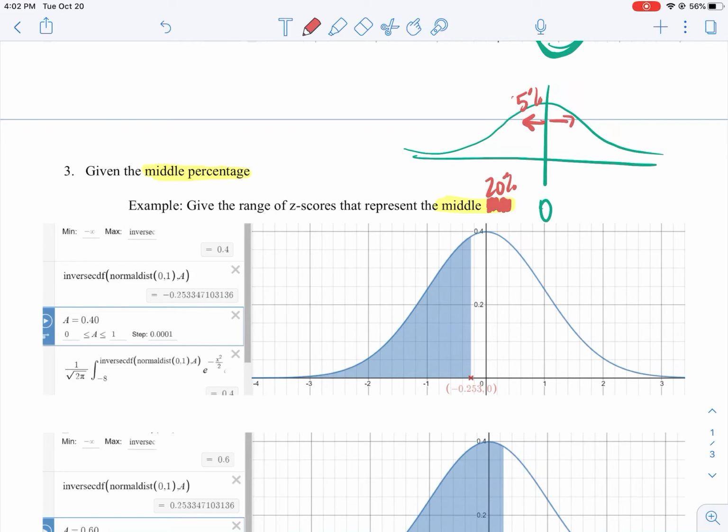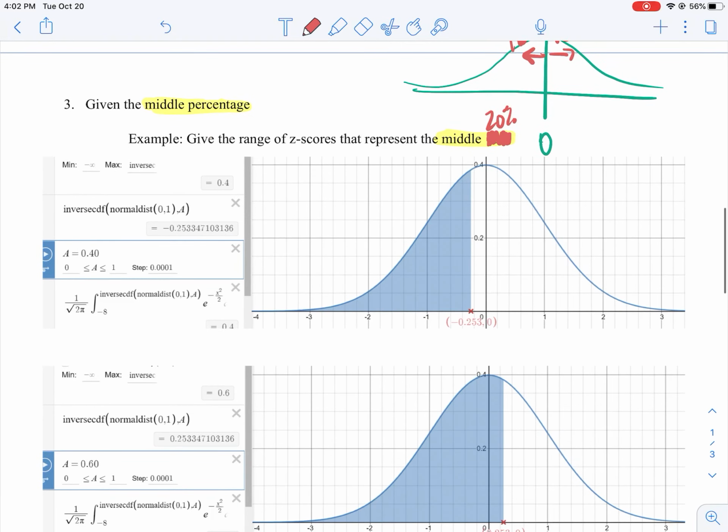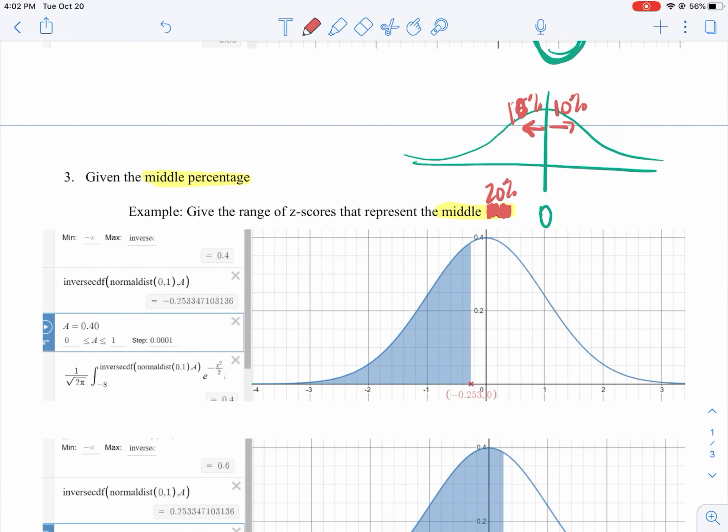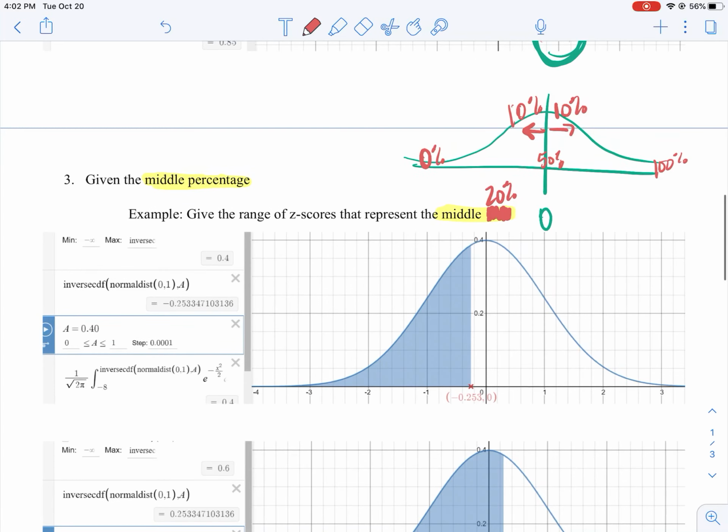So when we do this, it's 10% to the left and 10% to the right. When you do that, you can then see each of these z-scores. What I did was start at, because remember with area, this is 0%, this is 50%, and this is 100%. So when I think about percentages, if I need to go 10% to the left, I'm going to do 50 minus 10 and get 40%.